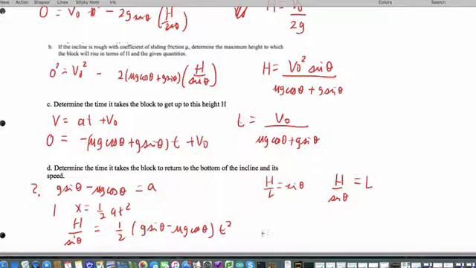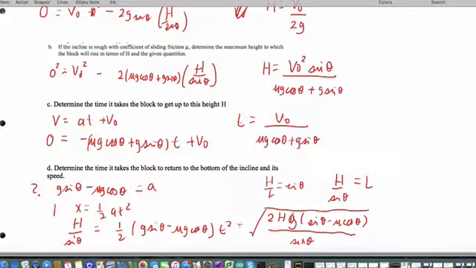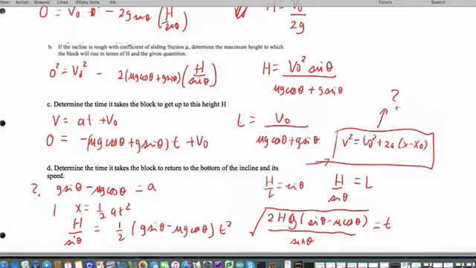So we're going to have h over sine theta equals 1/2 times (g sine theta minus mu g cos theta) times t squared. So it turns out the time it's going to take us to get down this inclined plane is going to be the square root of 2h over g times (sine theta minus mu cos theta), all over sine theta. That's the time. Now, if we want to get v, I'm going to urge you to use the equation v squared equals v naught squared plus 2a times (x minus x naught). I want you to try to use this to get the answer.